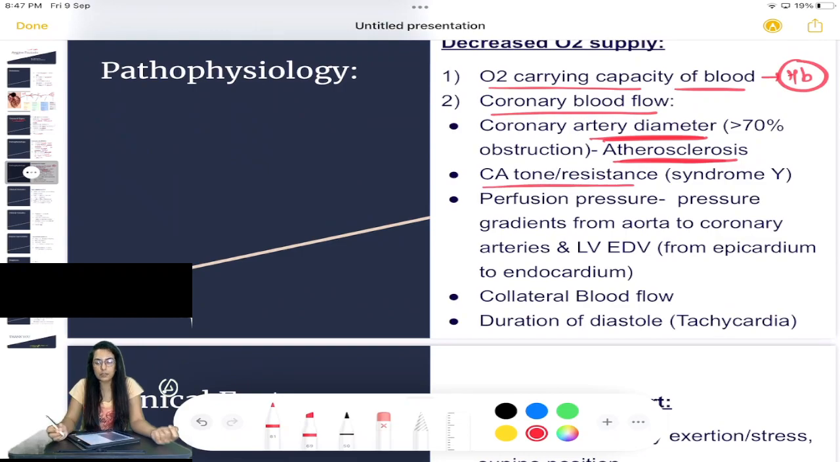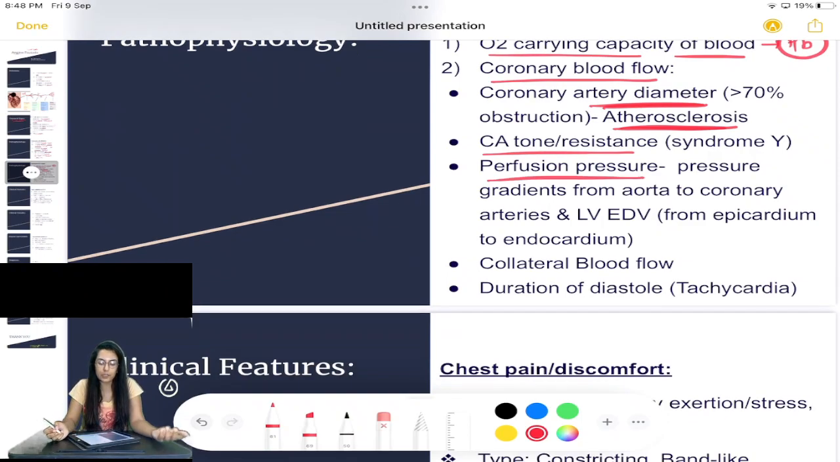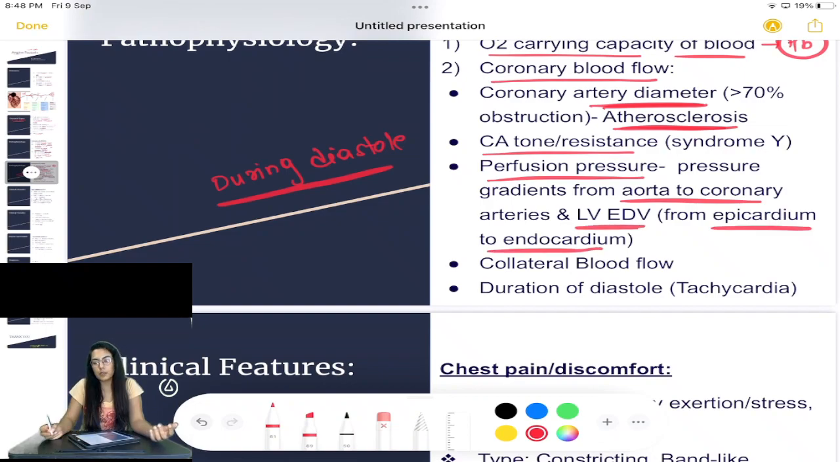Then coronary artery tone or resistance: as we discussed, it needs to dilate when needed, and if that change in tone or resistance is lost, especially in arteriosclerosis, it can lead to angina. Third is perfusion pressure. As I explained, you need a pressure gradient from the aorta to the coronary arteries, as they arise from the aorta, and it happens during diastole. This is an important factor. Blood supply from epicardium to endocardium depends on left ventricular end diastolic volume. Fourth factor is collaterals. The more the collaterals, the fewer the symptoms, and angina and myocardial ischemia will be delayed.